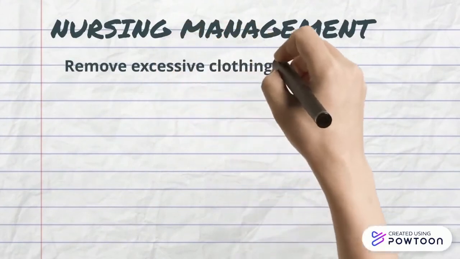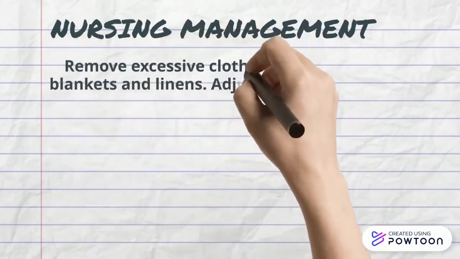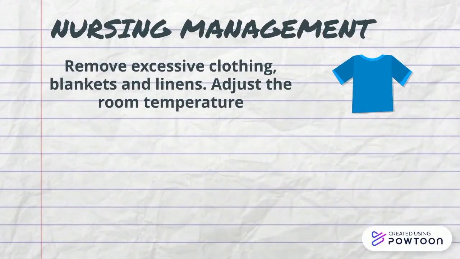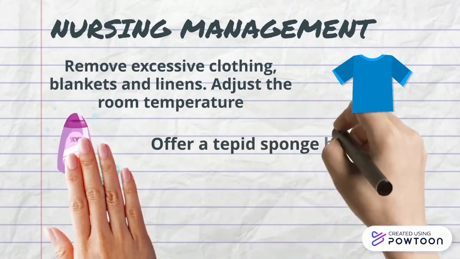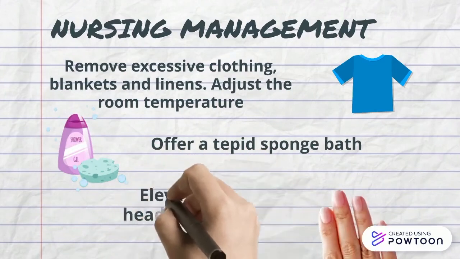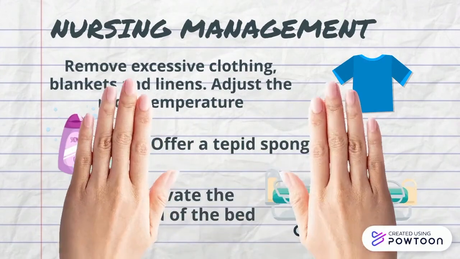Remove excessive clothing, blankets, and linens. Adjust the room temperature in order to regulate the temperature of the environment and to make it more comfortable for the patient. Offer a tepid sponge bath in order to facilitate the body in cooling down and to provide comfort. Elevate the head of the bed in order to promote lung expansion.